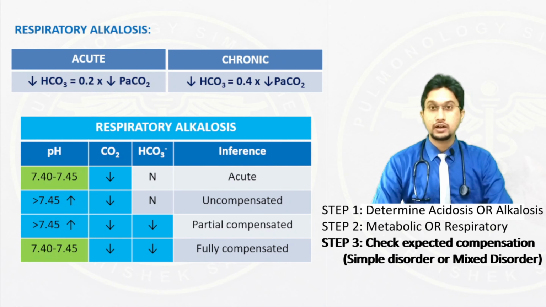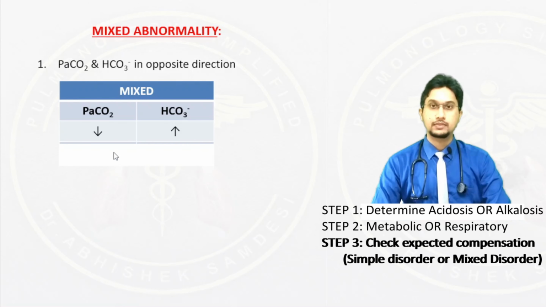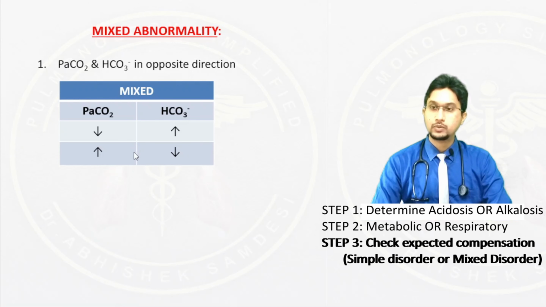Now let us have a look at when we call the condition a mixed disorder. We call it a mixed disorder when the PCO2 and bicarbonate are in opposite direction. For example, when carbon dioxide is less and bicarbonate is high, this is suggestive of respiratory alkalosis and metabolic alkalosis. Similarly, when we have elevated PCO2 and decreased bicarbonate, we can note that it is in the opposite direction. It is again a mixed abnormality. In this scenario, it is respiratory acidosis with metabolic acidosis. So whenever you have the carbon dioxide and bicarbonate in opposite direction, it can be a mixed abnormality.